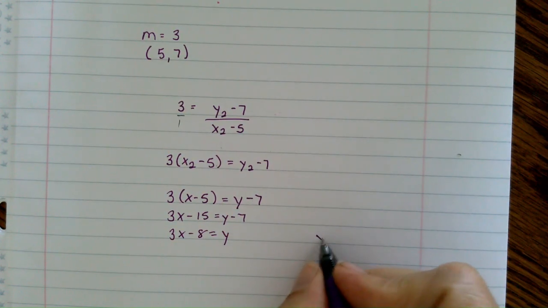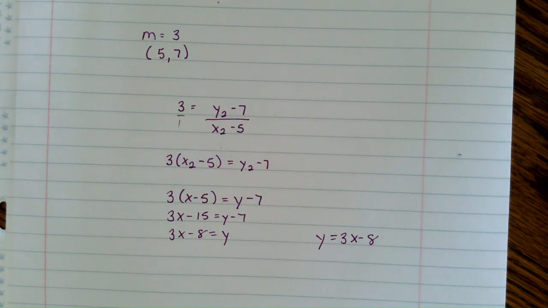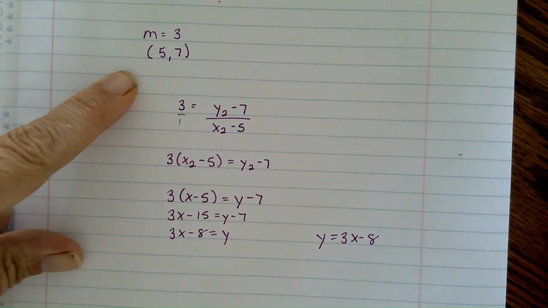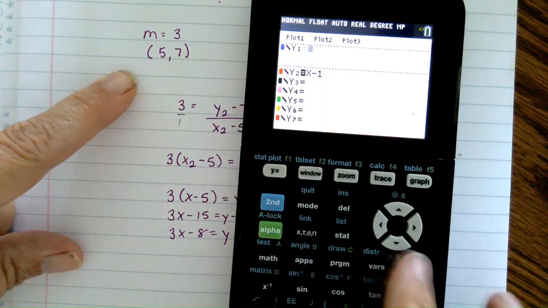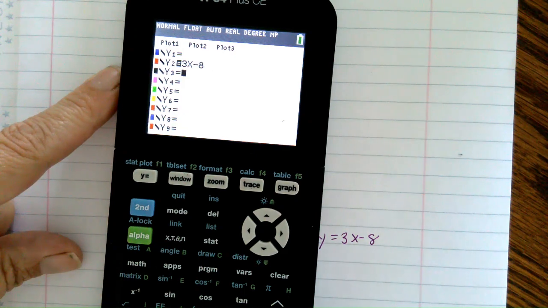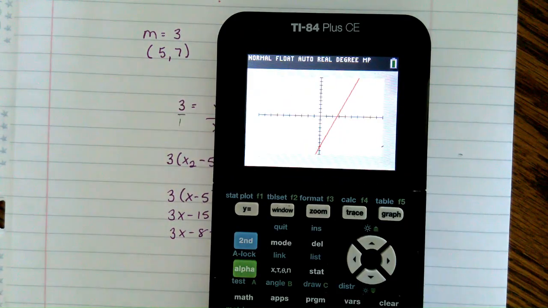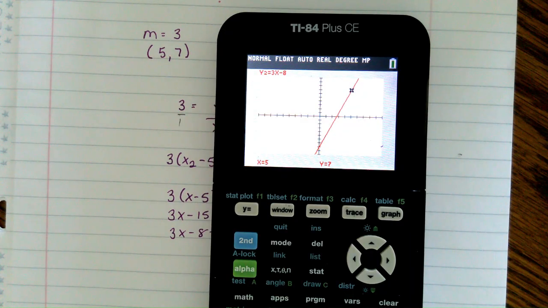Now we normally see it like this. That's the equation of a line. It's going to pass through 5, 7. Like if you start, we'll just come in here. Y equals 3x minus 8. We'll graph that thing. Okay, let's double check. Does it go through 5, 7? Oh, it does go through 5, 7. So we just used a point and a slope to get the equation of a line.